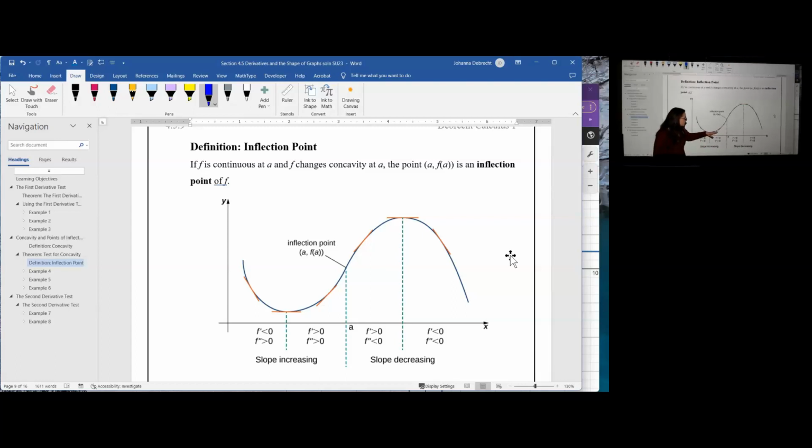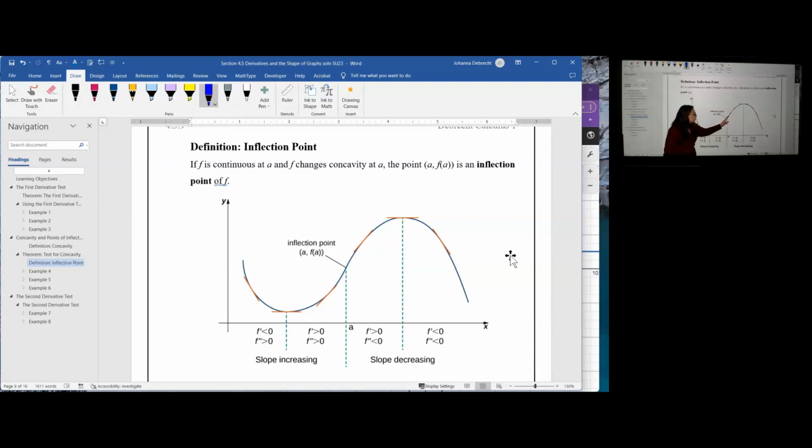On the right, notice that the function is increasing now, and the tangent line's getting steeper in the positive direction, which means the rate of change of the first derivative is positive, so the second derivative is still positive. At A, we have a change. At A, must have the second derivative equal to 0.